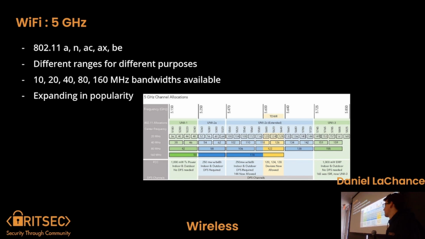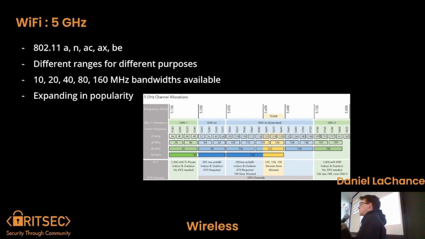Key point there. So there's Wi-Fi 5 gigahertz. It also operates on 5 gigahertz. With 5 gigahertz, there are different bandwidths available. So not just 20 megahertz, but you can also do 10, 40, 80, 160. That means you can transmit a lot more data at the same time. And it's expanding in popularity.